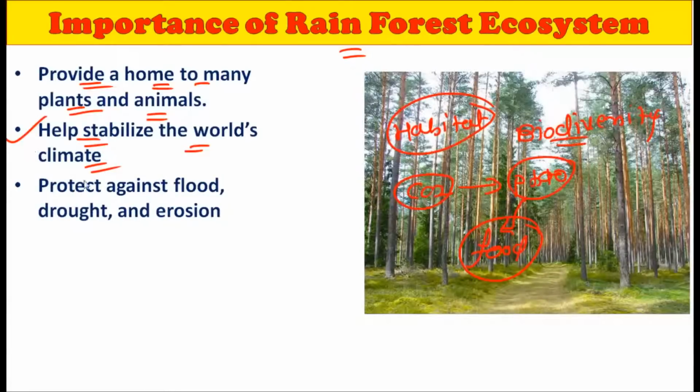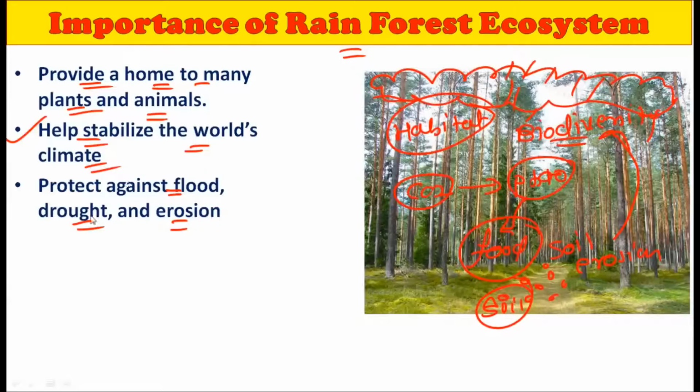Now, they protect against flood, drought, and erosion. As you know, the rainforest shows a very dense canopy layer, and due to this dense canopy layer, the rainwater does not come directly into contact with soil. Due to this, soil erosion is avoided. All right. This happens because the canopy layer is so dense that the rain does not directly come into contact with the soil, and soil erosion is avoided. Plus, they also protect against floods plus droughts.